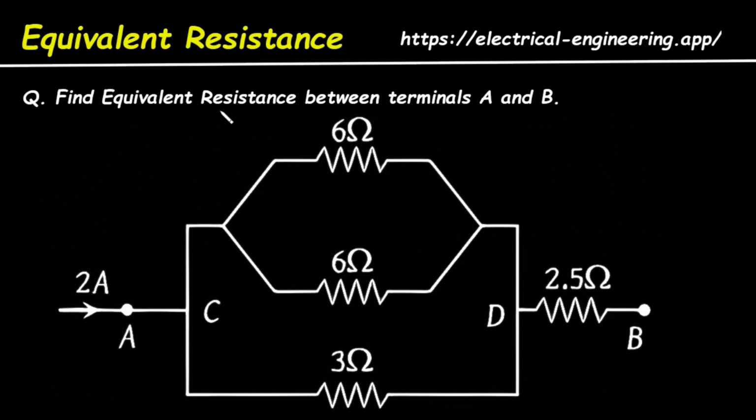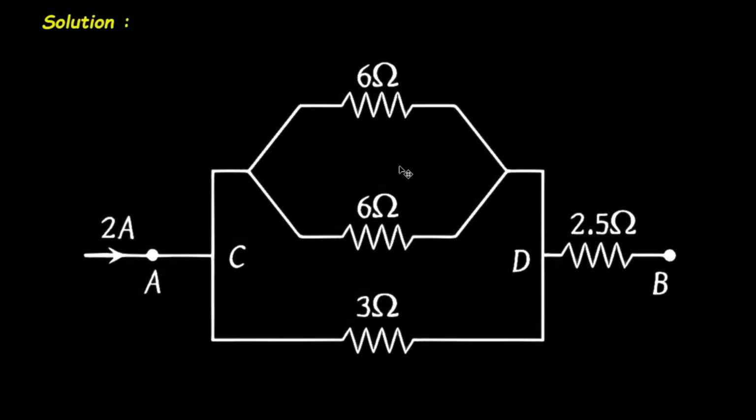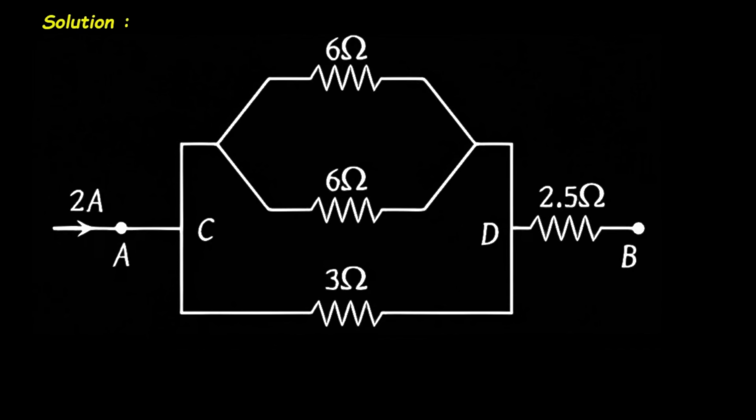Question: find equivalent resistance between terminals A and B. Now here for this circuit we have to determine its equivalent resistance. Solution: first of all we will take this circuit.